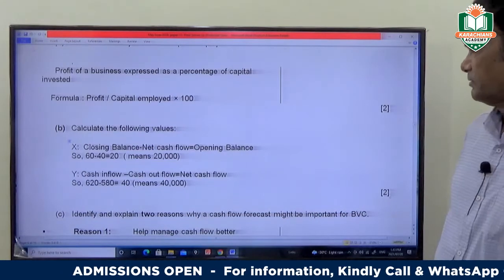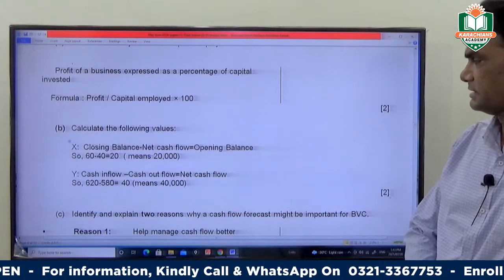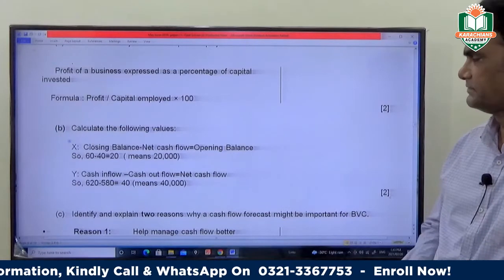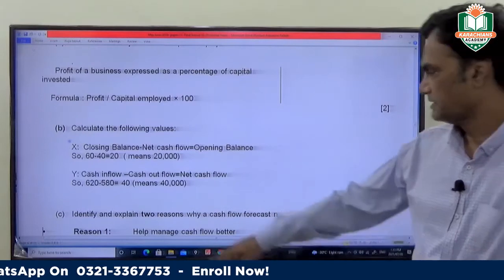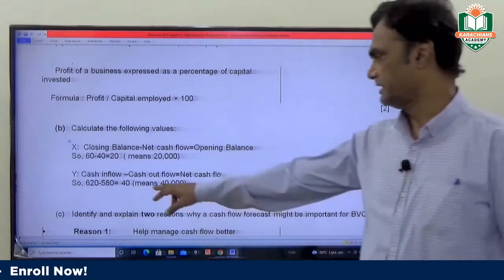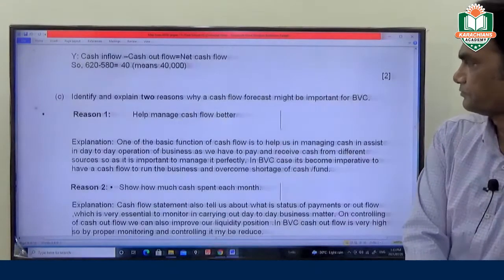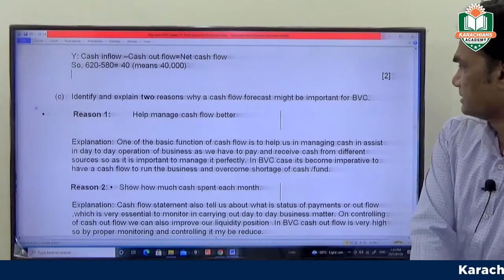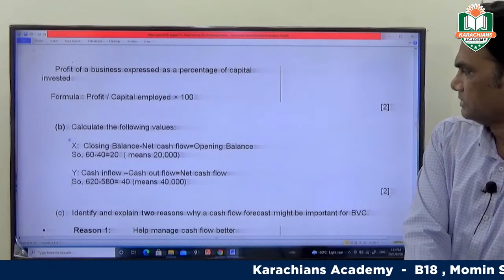Now comes to calculate the Y, net cash flow. Its formula is cash inflow minus cash outflow. It's a simple formula: net cash flow is inflow minus outflow. So what is inflow? 620. What is outflow? 580. It comes to 40, means 40,000. 40,000 is net cash flow. This question carries 2 marks. It's a very simple question.